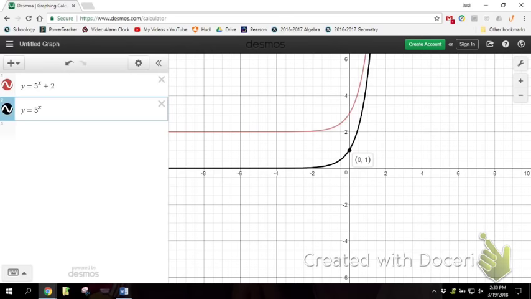So here, we're going to want to use words like shifted up, down, left, or right. So to get the black line onto the red line, I'm going to take the black line and shift it up 2 units. So move it 2 units up, and then that would get the graphs to be on top of each other.